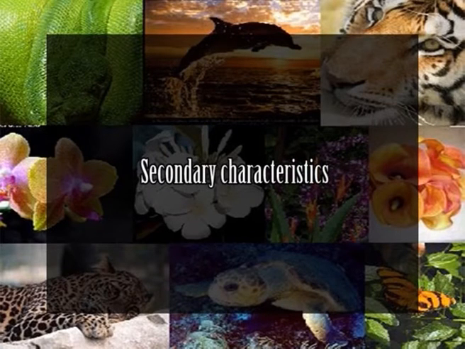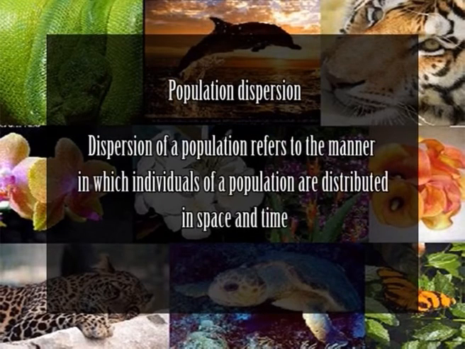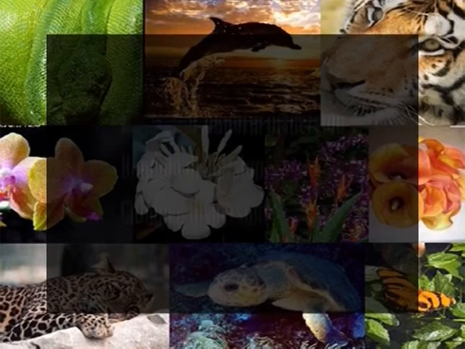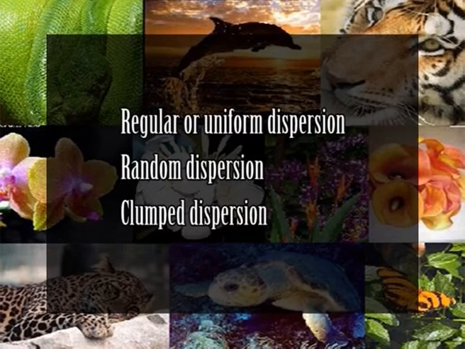Now first secondary characteristic of a population is population dispersion. Dispersion of a population refers to the manner in which individuals of a population are distributed in space and time. Three types of dispersion patterns are recognized in populations. One is regular or uniform dispersion, second the random dispersion, and the third clumped dispersion.